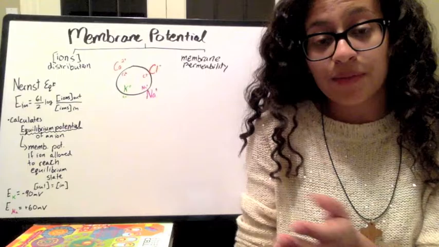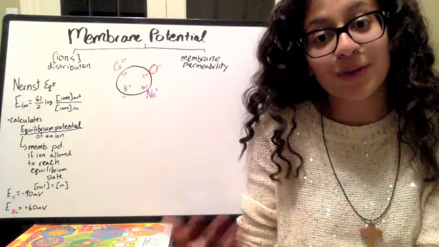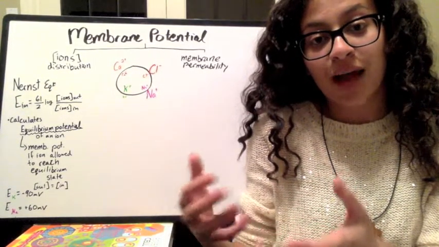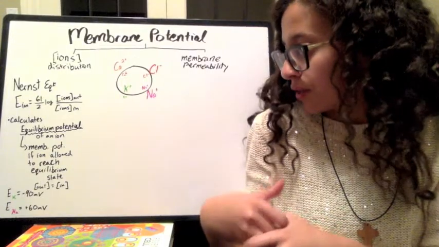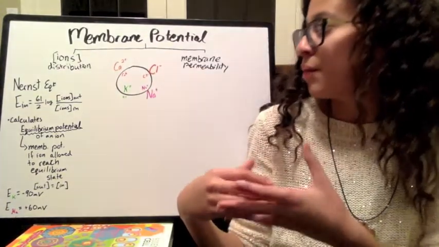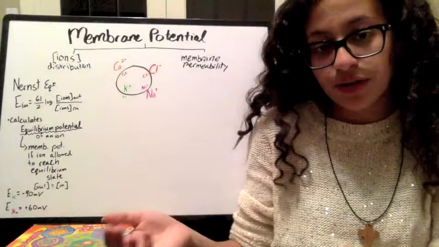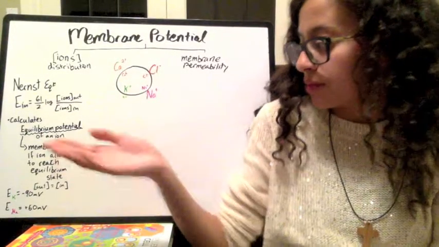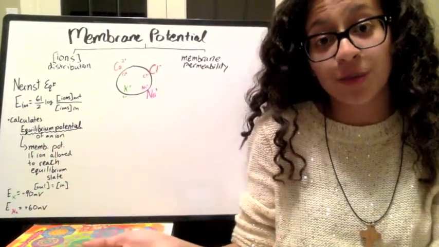So that means that potassium can pass through more easily, and therefore the resting membrane potential is going to be closer to the equilibrium potential of potassium than it would be to that of sodium.